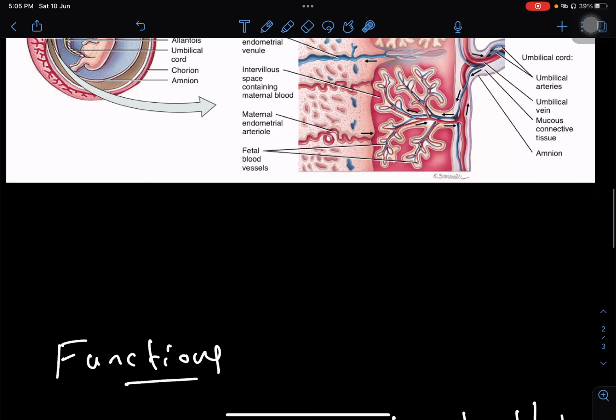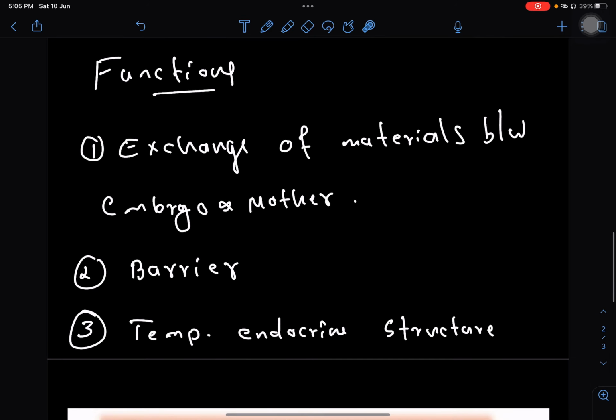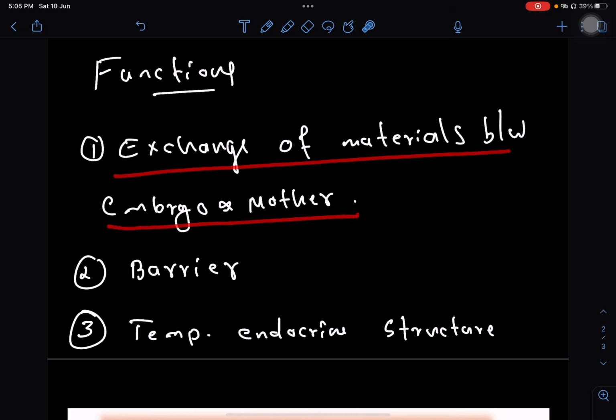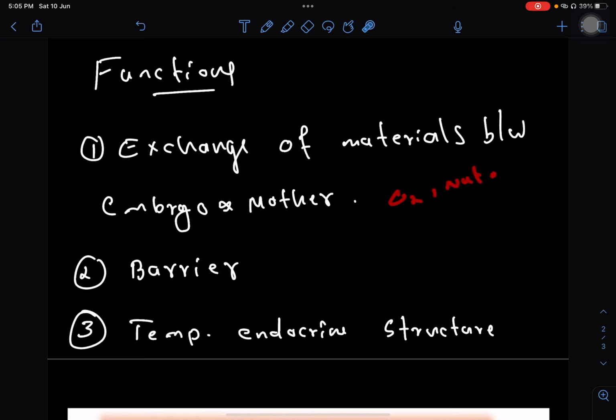Now the functions of the placenta. Already explained, exchange of materials between the embryo and the mother: oxygen and nutrients from the mother will be exchanged to the embryo through this placenta, whereas carbon dioxide and waste materials from the embryo will be exchanged to the mother in the placenta. It is also acting as a barrier which prevents the entry of unwanted substances from the mother to the embryo, like unwanted pathogens and unwanted chemicals.